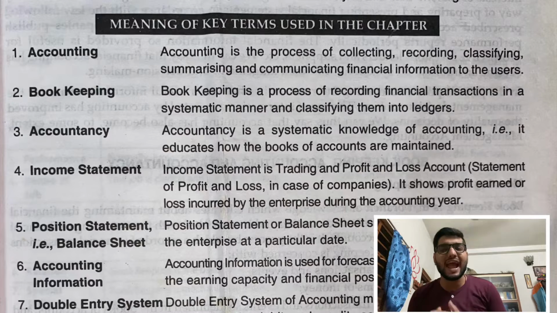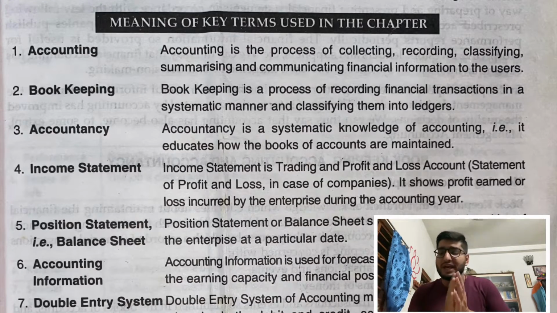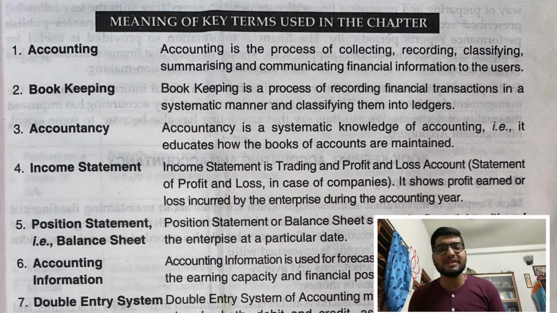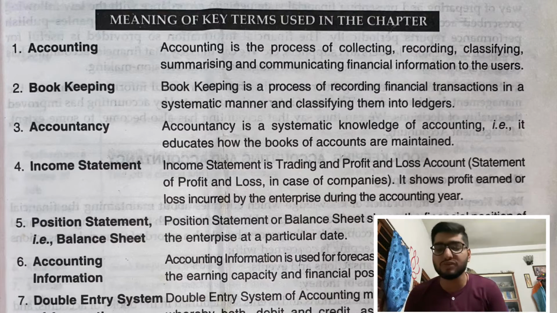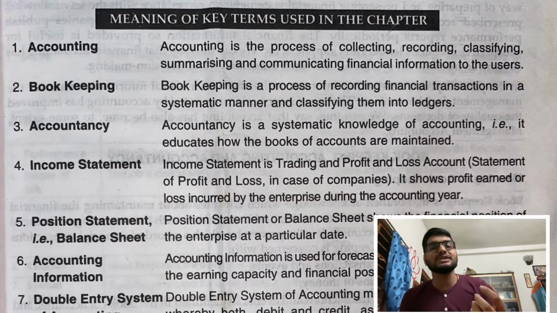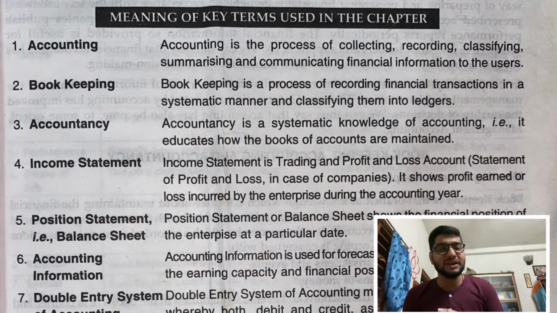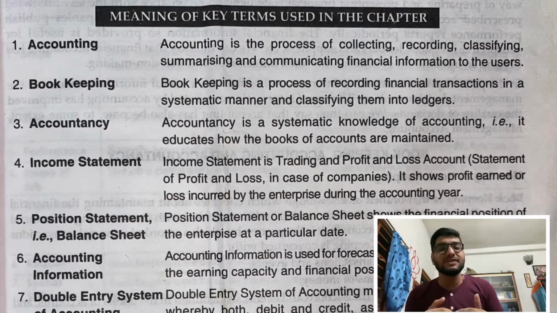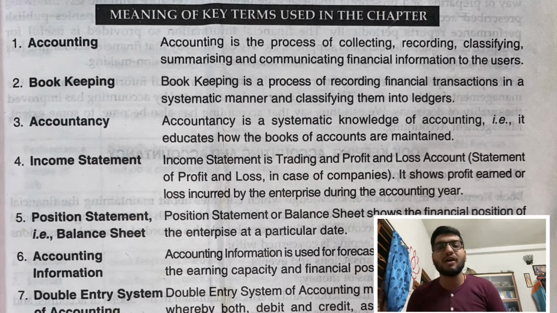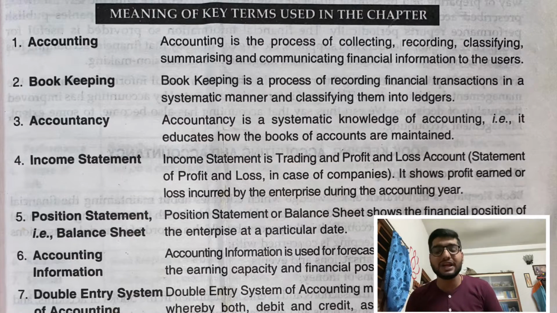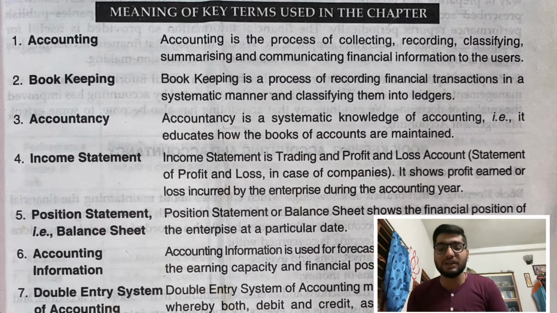Now starting with accounting, students. So what is accounting? Accounting is a process of collecting, recording, classifying, summarizing and communicating financial information to the users. That means when we are collecting the data, we record it in a systematic manner, then classify it, that means what is required and what is not required, and last of all we summarize the whole information of accounting and communicate that financial information to the required users.